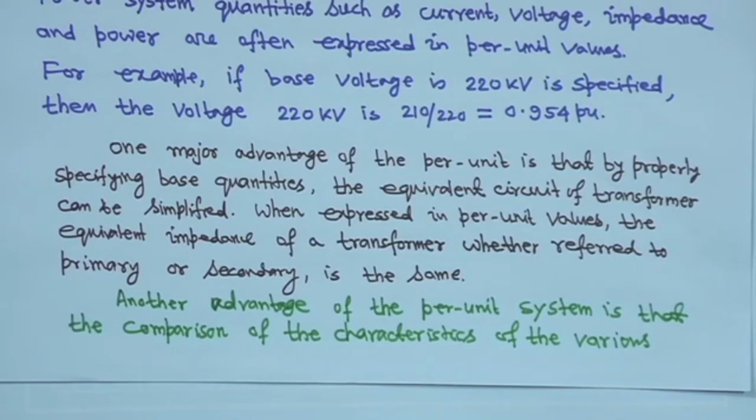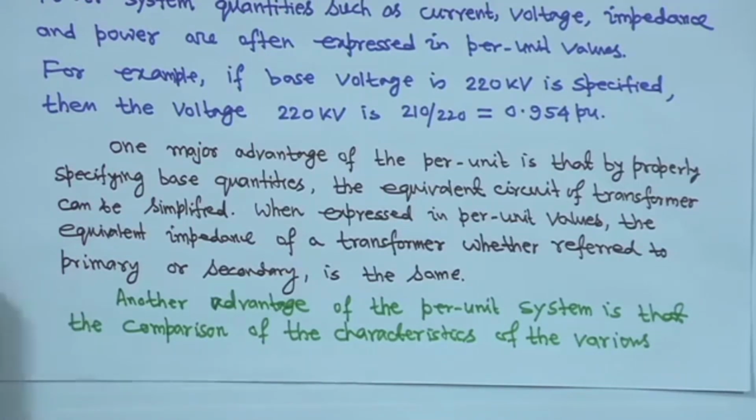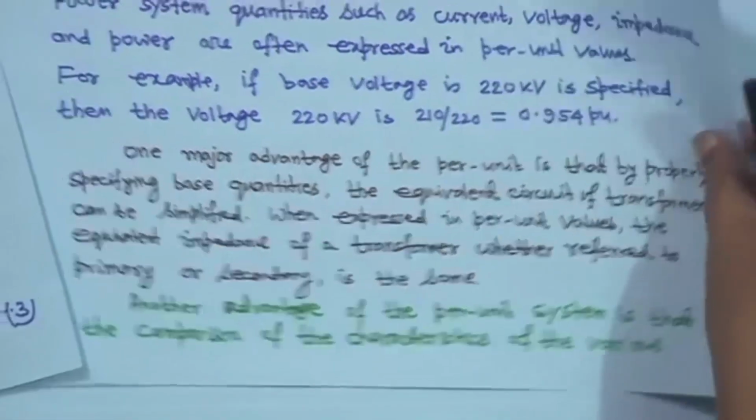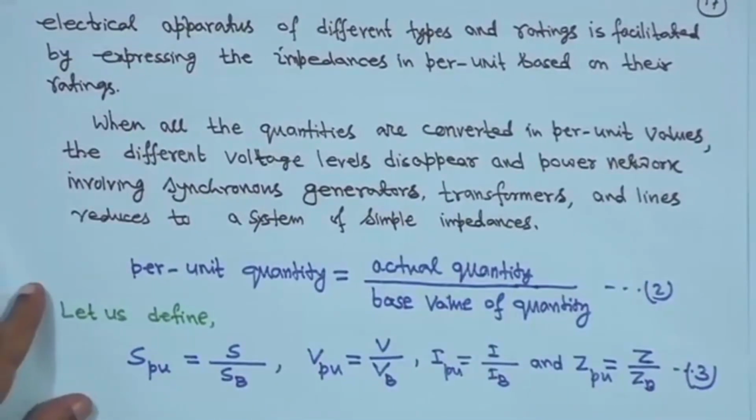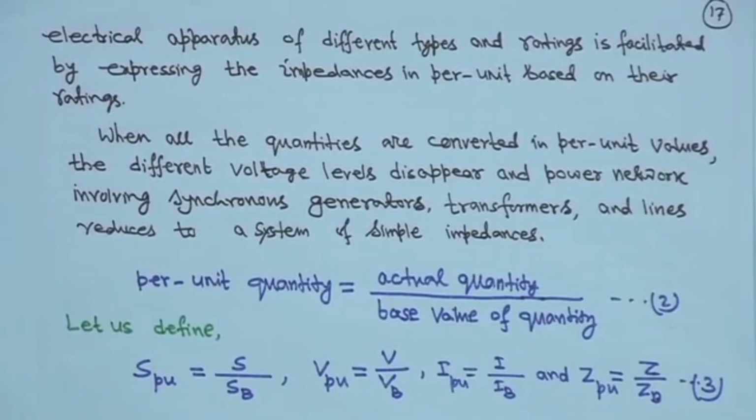Another advantage of the per unit system is that the comparison of the characteristics of various electrical quantities of different types and ratings is facilitated by expressing your impedances in per unit based on their ratings. I mean transformer, synchronous generator, line, you are choosing base quantities, you can transform all these quantities into per unit values. This is a major advantage, right.